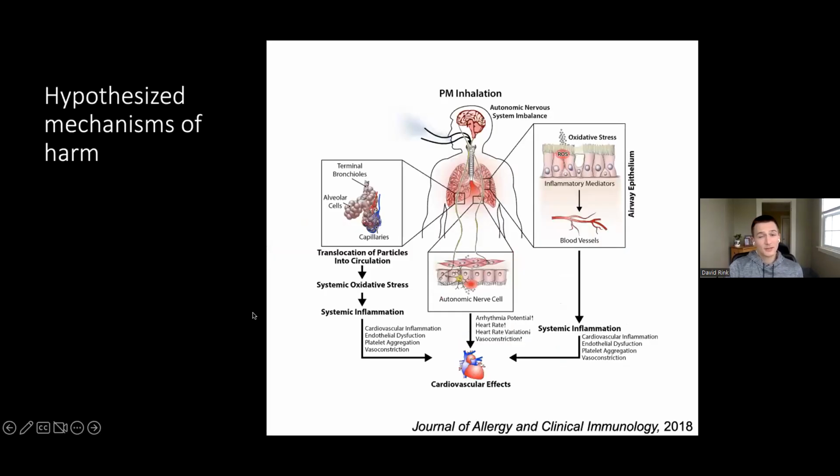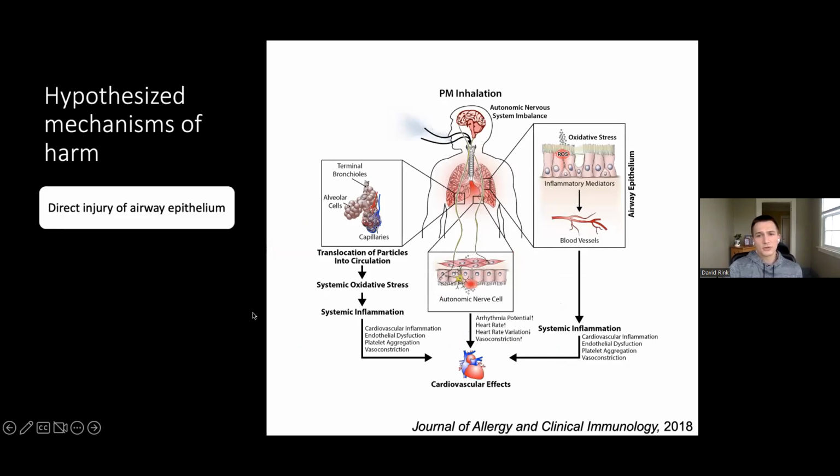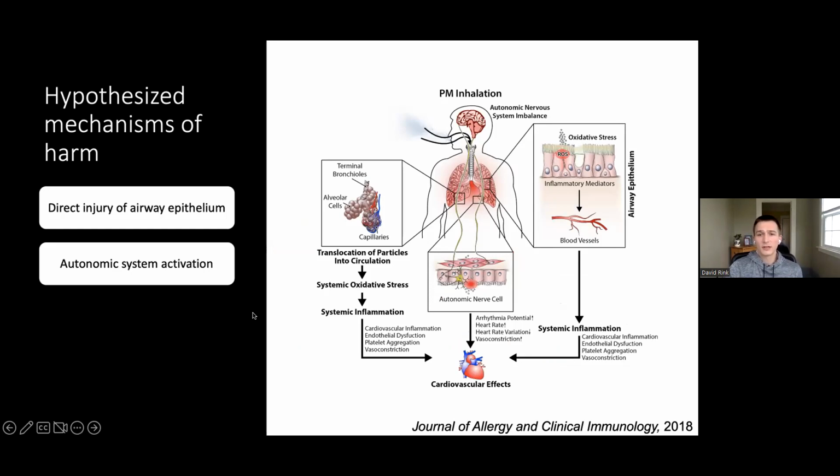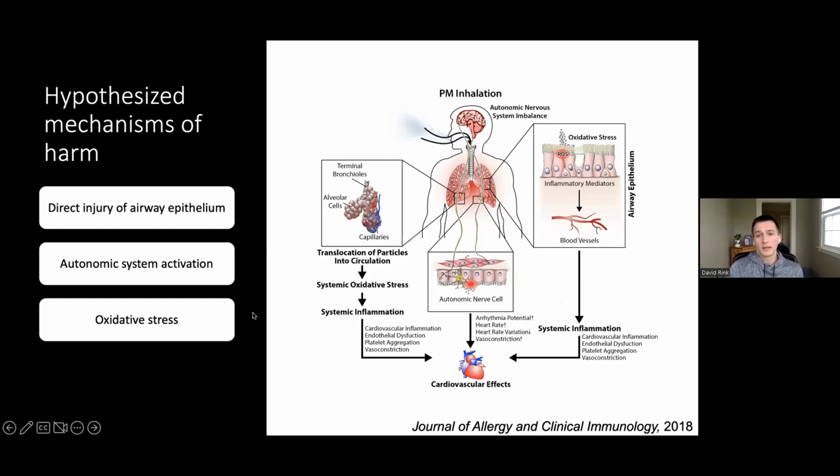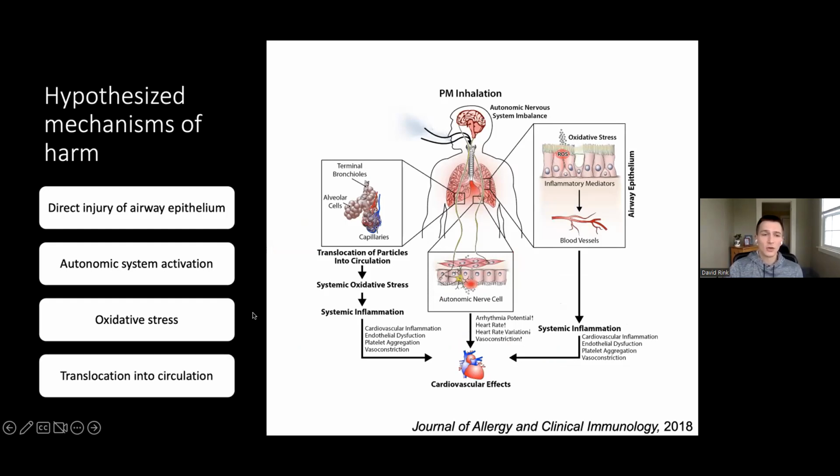Well, exact pathophysiologic mechanisms aren't really known. There are several hypothesized pathways of injury. Inhaled pollutants may directly injure the airway epithelium. They certainly activate nociceptive receptors in the lungs, and that results in disruptions in the autonomic nervous system. They will cause localized and systemic oxidative stress. And then the smallest particles may translocate into the circulation, which means they could cause broader and downstream effects.